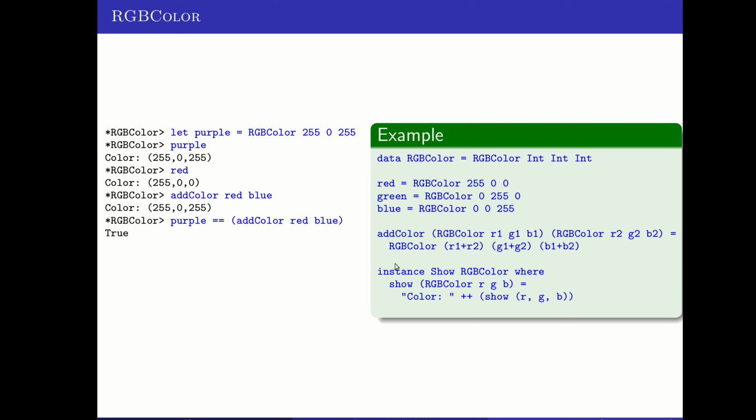So what I do is, instead of deriving show and getting that automatic behavior, I create an instance of show RGB color where the show function for an RGB color breaks out the R, G, and B values. It puts on the word color, a colon, and a space, and attaches that to the string representation of the tuple RGB. And so that gives us results like the ones that are shown here. And I could do more things to kind of refine how it was shown in some particular way.